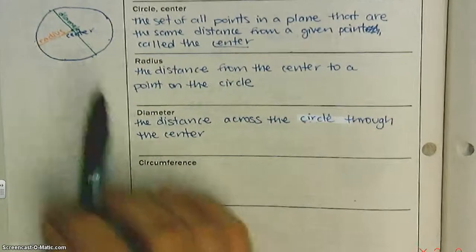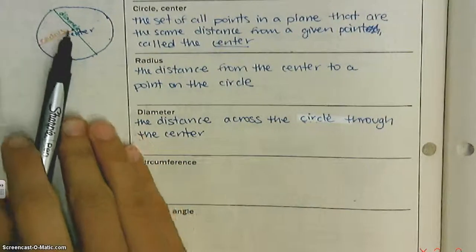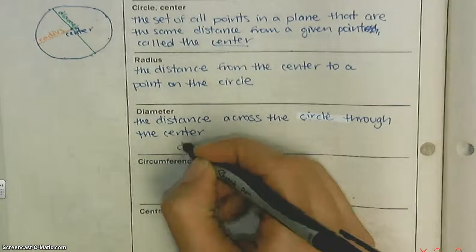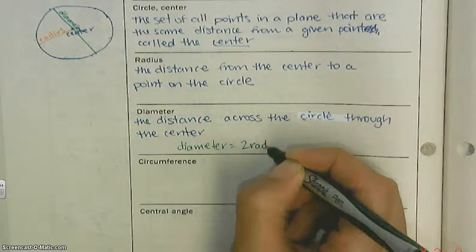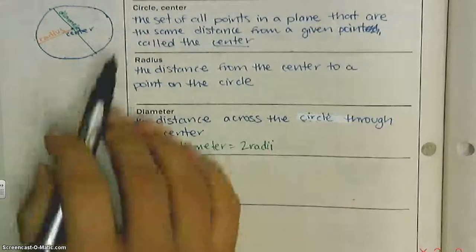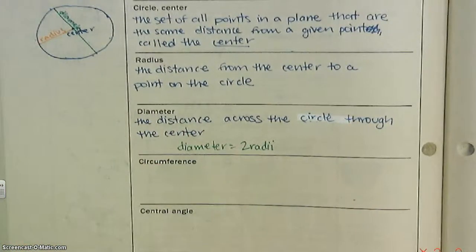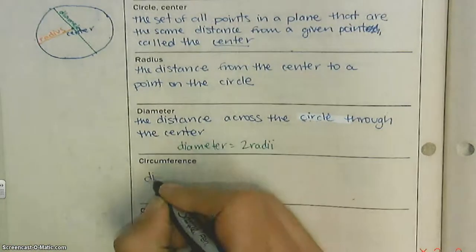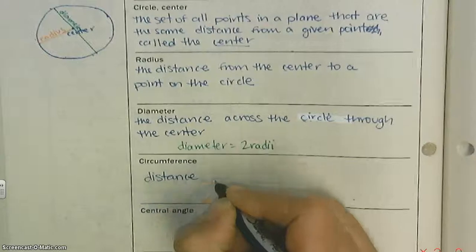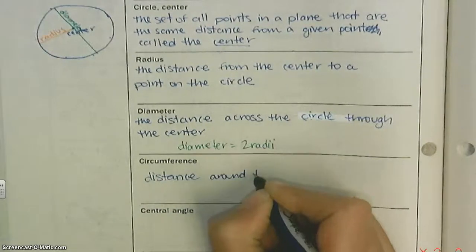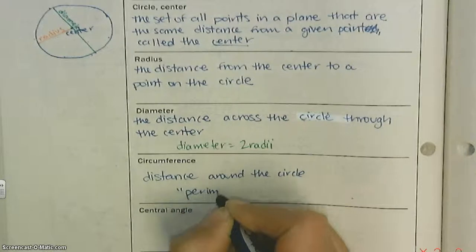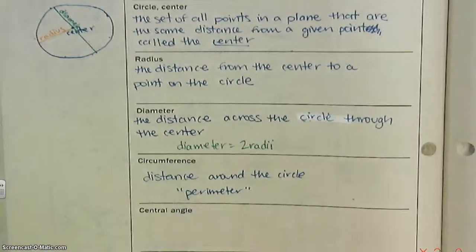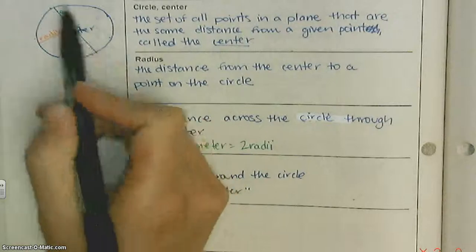So if you look at the relationship here, here's a radius and here's a radius. So the diameter is equal to 2 radii. Here's one, here's another. The circumference is the distance around the circle. It's like the perimeter. Think of it as the perimeter. So all of this out here, this is the circumference.